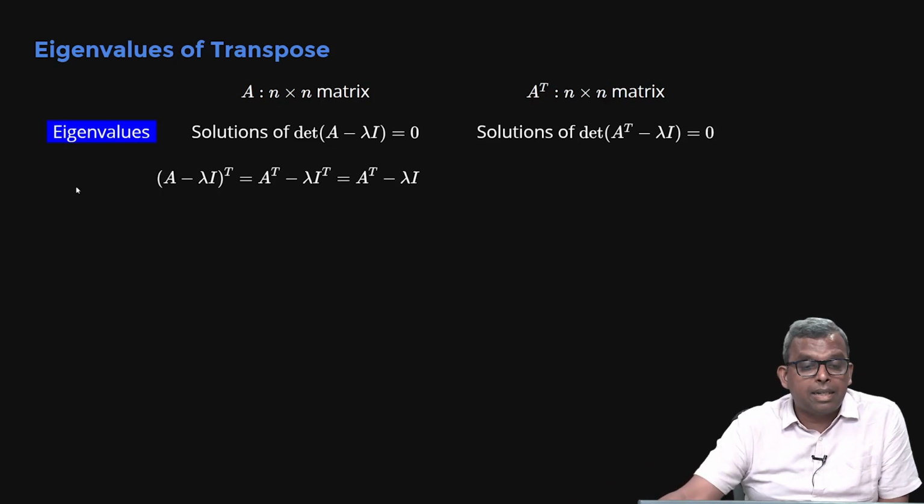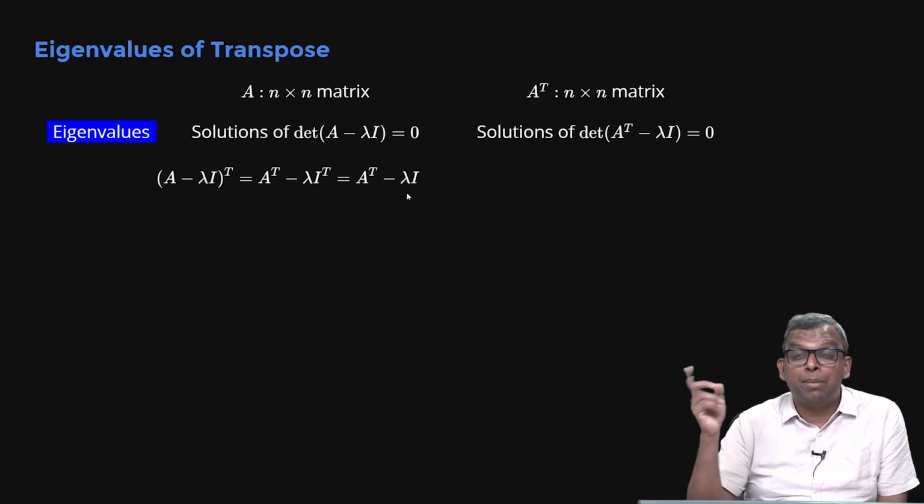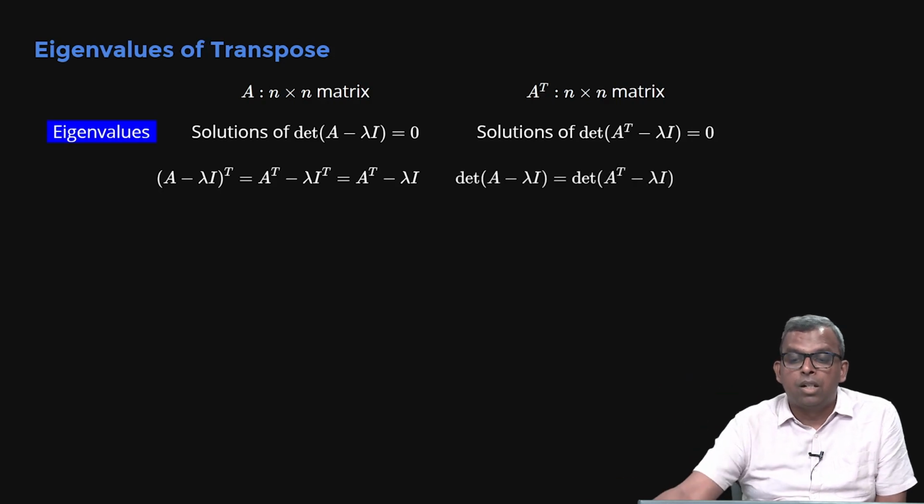Because (A minus lambda I) whole transpose is the same as A transpose minus lambda I, and the determinant of A and the determinant of A transpose are the same (if you do a transpose, the determinant does not change), the determinant of A minus lambda I, which is equal to the determinant of (A minus lambda I) the whole transpose, is actually the determinant of A transpose minus lambda I.